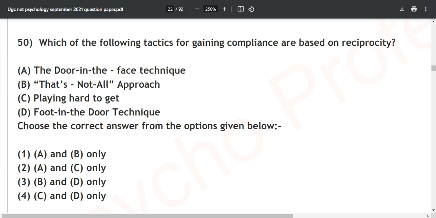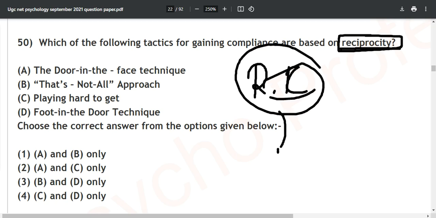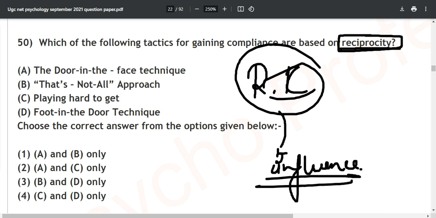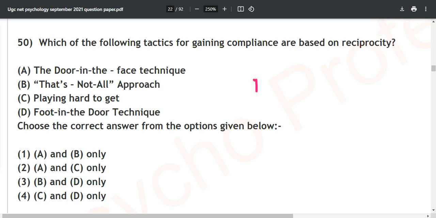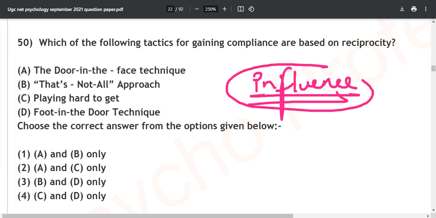Now, next one: which of the following tactics for gaining compliance are based on reciprocity? Reciprocity is a technique given by Robert Cialdini, and his book is Influence. If you have not read this book, it is highly recommended. You can order it online, and it will change your perception if you are into these types of things. Now, what is the correct answer over here?